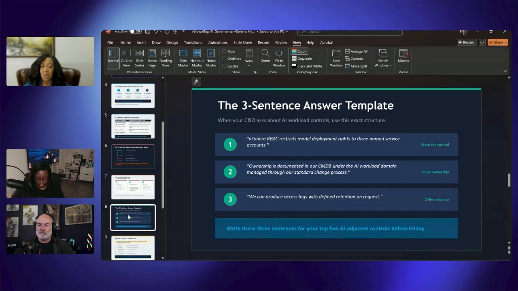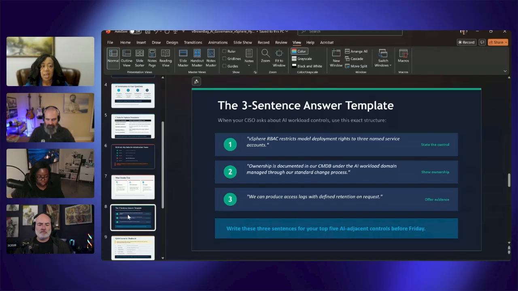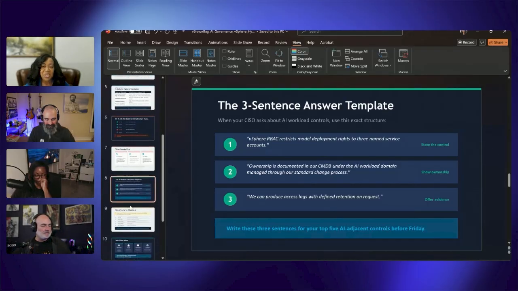And then the third one is, can we actually produce the access logs and define retention on request? This is one that is written into a lot of the AI regulations that are coming about. And so you have to be able to offer that evidence. And as we see more and more incidents in this space, that is becoming more critical. So if you take those three sentences, those are your top three that you want to add, and then you look at your top 5 AI-adjacent controls before Friday, you'll be able to answer that. So you don't have to boil the ocean or understand everything about AI, but those 3 are critical.